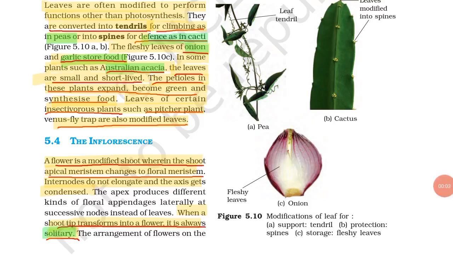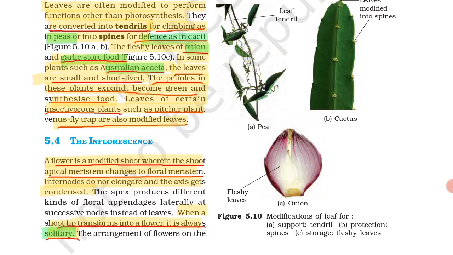The inflorescence. A flower is a modified shoot wherein the shoot apical meristem changes to floral meristem. So see, a flower is a modified shoot and this shoot apical meristem changes to floral meristem, which means it gives rise to a flower. Next, internodes do not elongate and the axis gets condensed. The internodes are present between the nodes, and these internodes do not elongate and the axes are condensed.